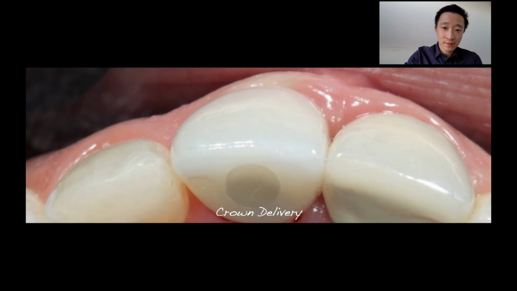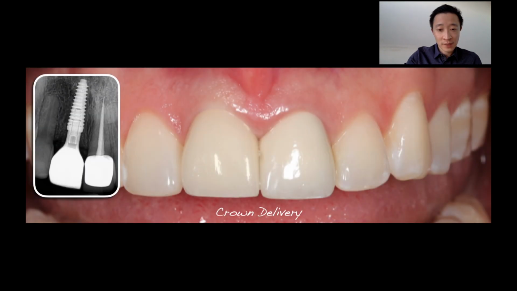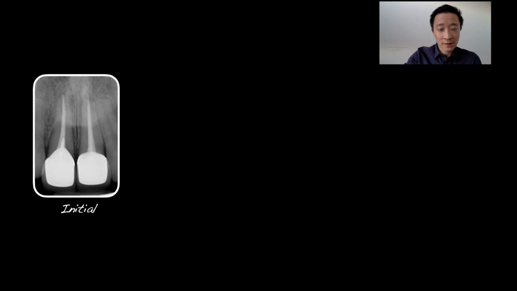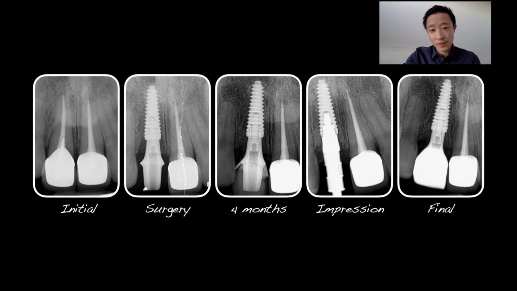So this next picture is the crown delivery. You can see a little blanching of the tissue on the buccal, but that shape is still kept very well from the occlusal aspect. This is a final PA on crown insertion, and then after this I have some follow-up, but this is the PA sequence from the day, from initial to surgery, 4 months, impression, and final.